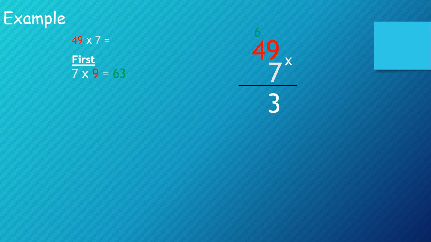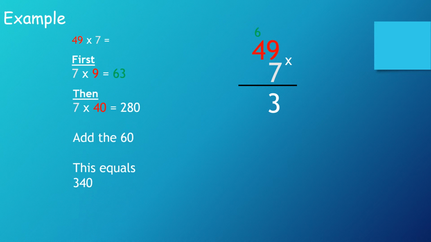Okay, all this should be fairly straightforward for you now. Okay, then 7 times 40 equals 280. Add the 60, this equals 340. Then 7 times 9 equals 343. That's your final answer. Okay, just give you a couple of seconds just to digest that, and then we'll move on to today's activity. You can pause this, you can rewind and go back and have a look if you're not sure. Okay, all the information is there for you.